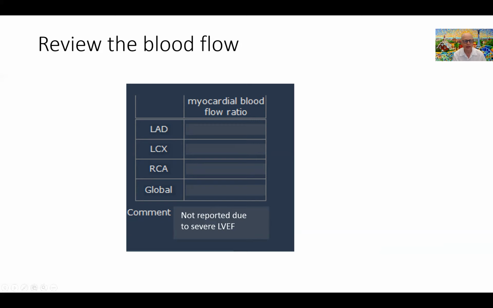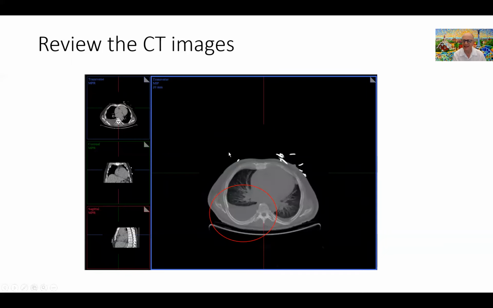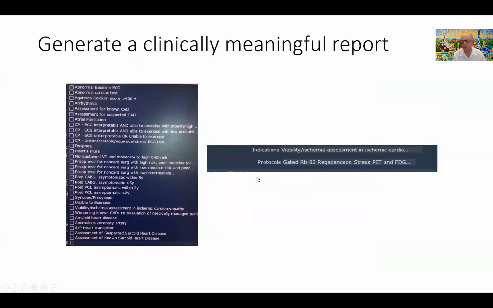The next set of images here will be the CT images. We review them again for calcification of the coronary arteries and presence of extracardiac findings, and here we can focus your attention on the pleural effusion present in this patient.